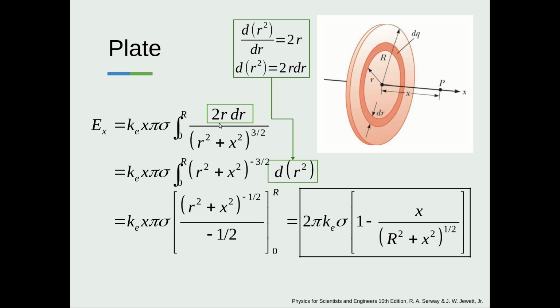And now we're doing another technique. This 2r dr, you can actually turn it into another expression: it is the derivative of r squared. Because if you take the derivative of r squared, you get 2r, and d(r squared) is just equal to 2r dr. So you can change this into the derivative of r squared. So now you have an r squared here and another r squared there, and the integration is getting easier.